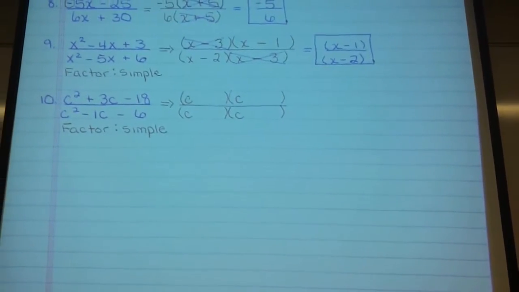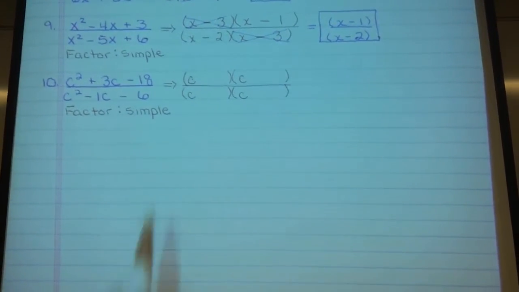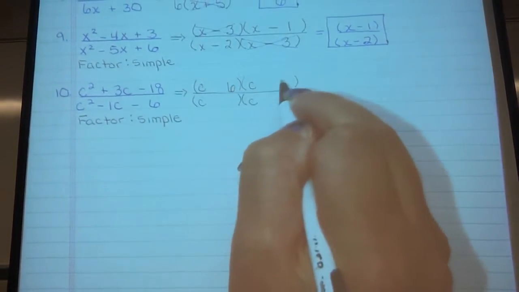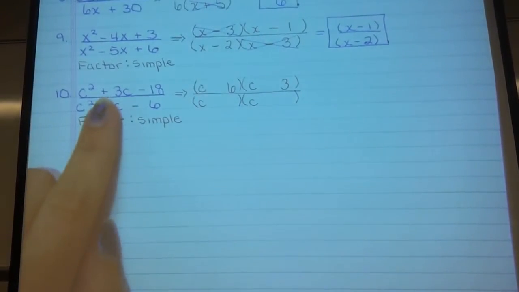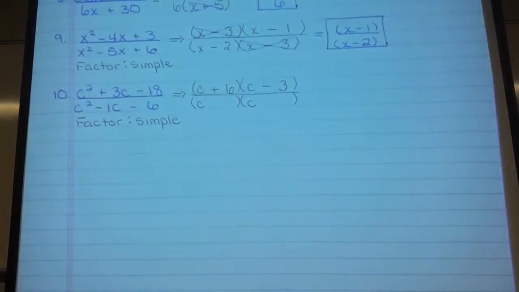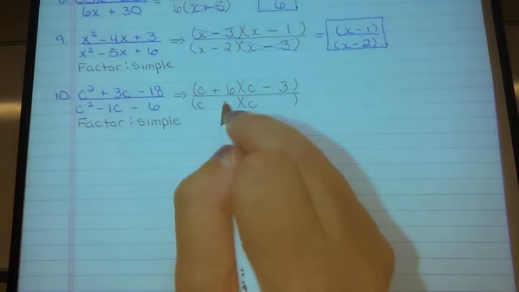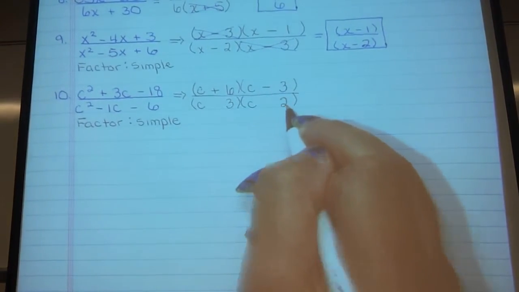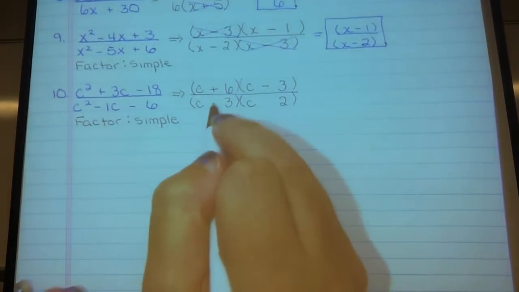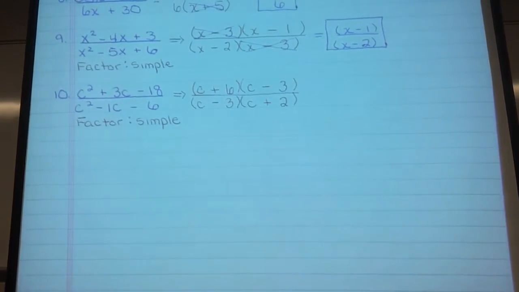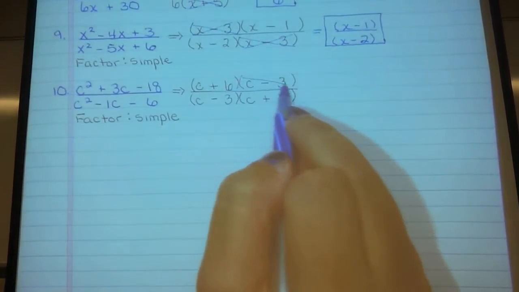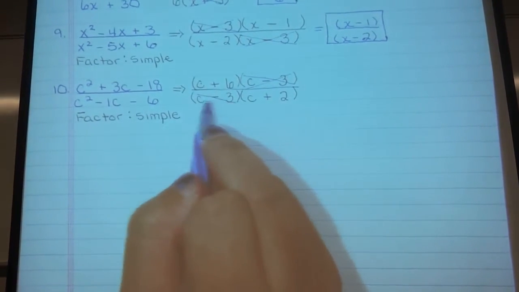Okay, number 10. Did you think of your two numbers that work on top? 6 times 3. Now I've got to subtract those, so the bigger number needs the plus sign. The smaller number needs the negative. What were your two numbers on the bottom? 3 times 2. Remember, all these could be vice versa. 3 is the minus. Bigger number this time needs the negative, and this is the positive. So what is your common expression? c minus 3.